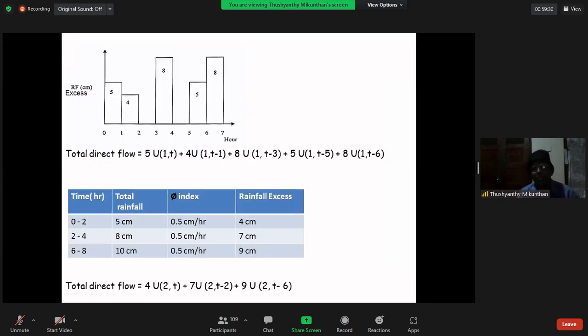Until this, writing the equation is more than enough to do the other calculations. So any clarifications, please? Any clarification? Fine. Yes.